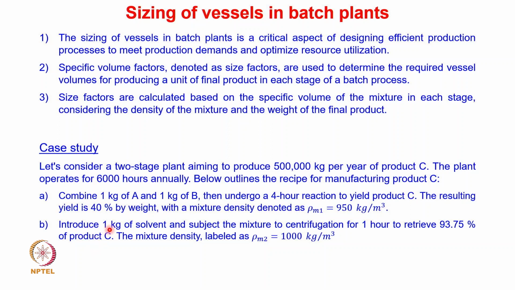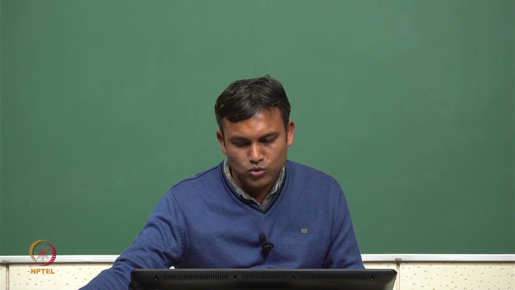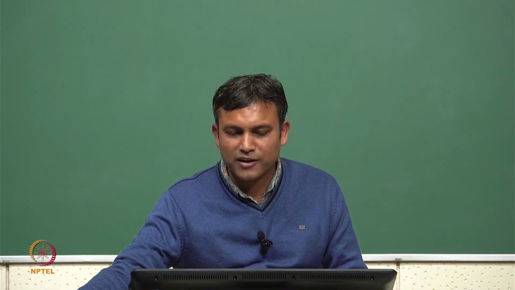Whereas in stage 2, we introduce 1 kg of the solvent, and then we subject the mixture to centrifugation for 1 hour to retrieve 93.75% of the product C. The mixture density in this particular case is 1000 kg per meter cube. Now we want to calculate the size of the vessel which is required in stage 1 and stage 2. That is what we are trying to calculate in this case study.